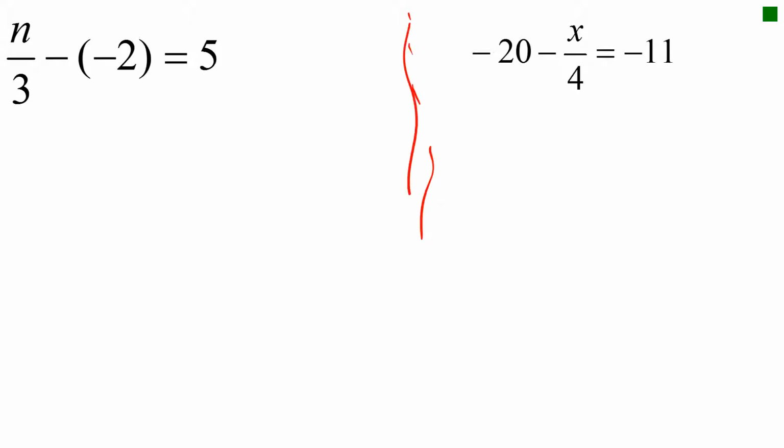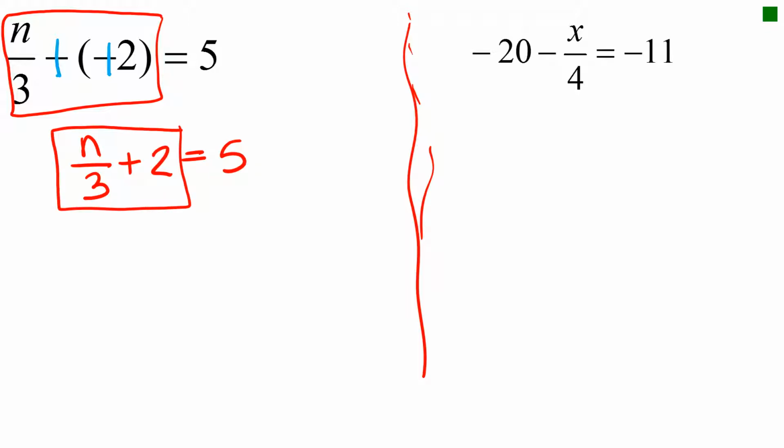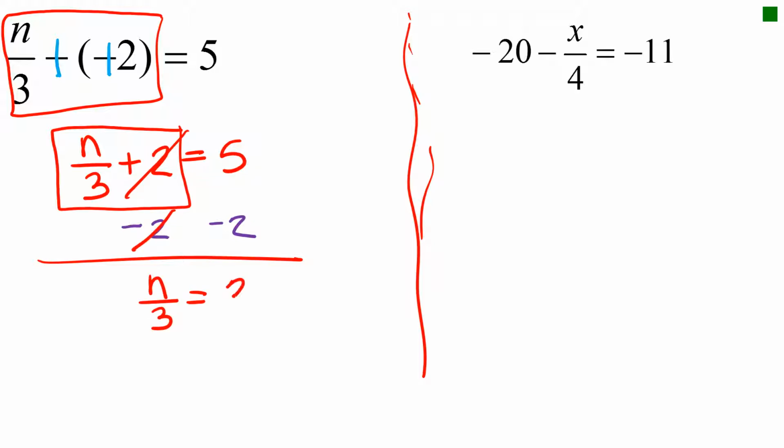So let's look at two more. Over here, this left-hand side is where we've got the plus or the minus. But remember, when you see a minus negative, you're going to change that to a plus positive. So now what you really have is n over 3 plus 2 equals 5. This is the side with the plus sign, so we're going to take care of that plus 2. We're going to move it to the other side, and we're going to do that by subtracting. The 2 and the negative 2 cancel, leaves you with n over 3 equals 3.